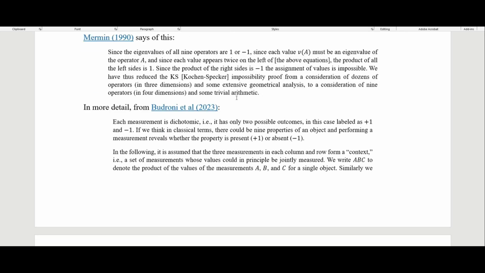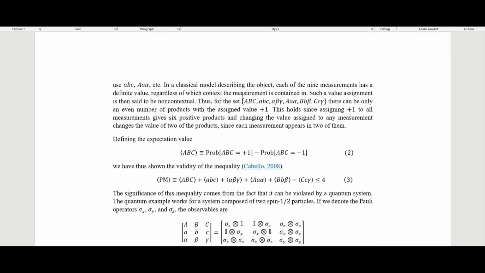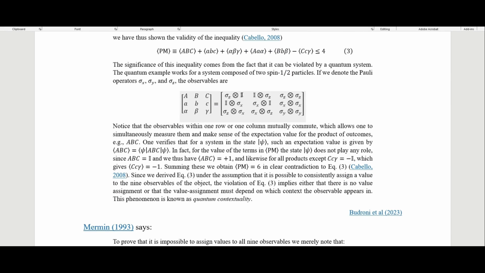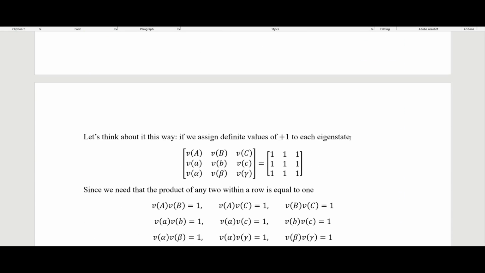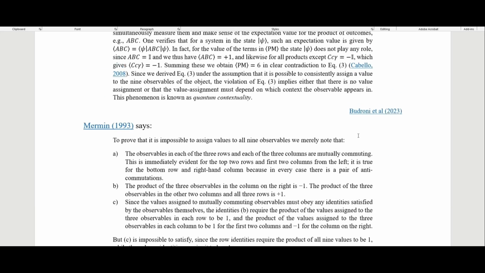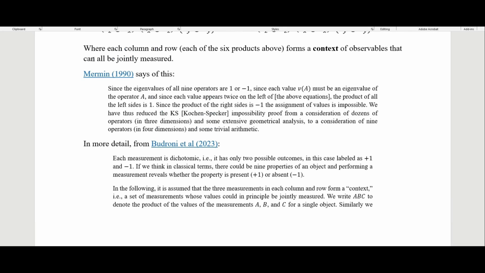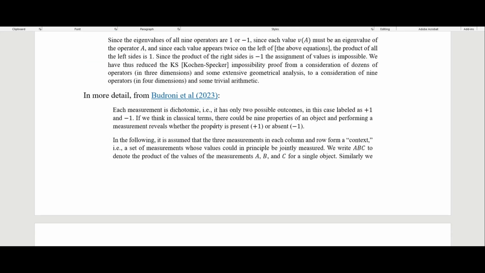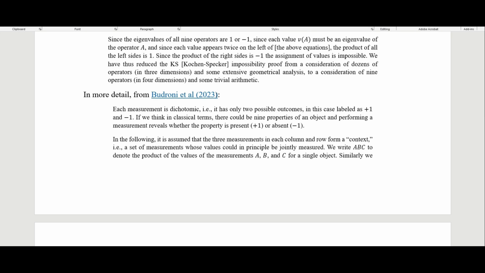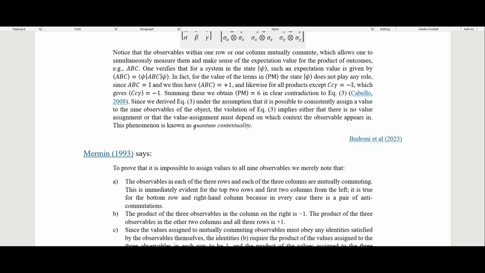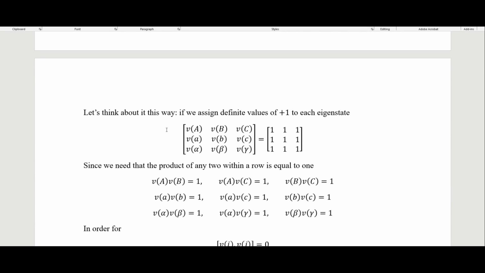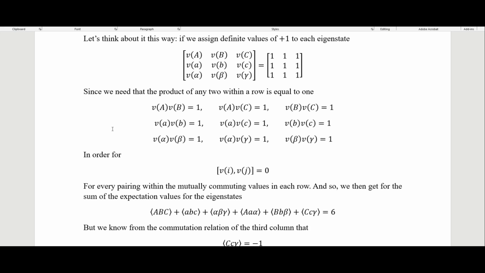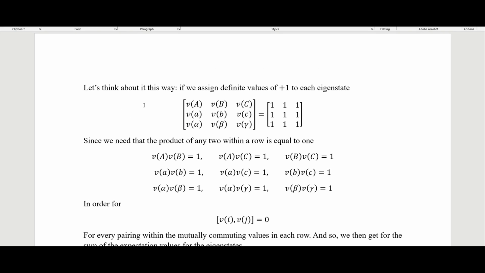And so these right here are all kind of saying the same thing, but this video is already getting a little long, and these can be a little bit confusing. So I'm actually going to skip to my simplification of this. If you want to read all three of these, from this Mermin 1990 paper, this Bedroni et al. 2023 paper, and the Mermin 1993 paper, you can read that in the lecture notes, but I'll give my simplified version of this. So let's think of it this way.